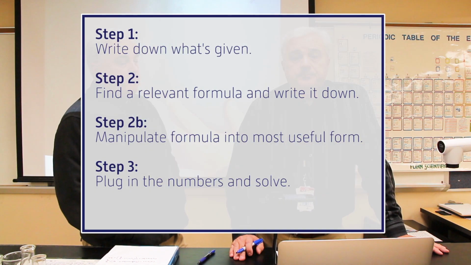So density equals 5 grams per centimeter cubed. It's just that easy. Step 1, write down what's given. Step 2, write down a relevant formula. Step 3, plug in and solve.